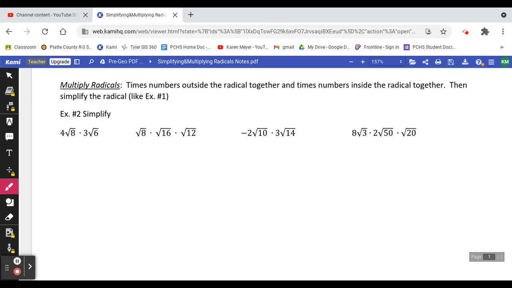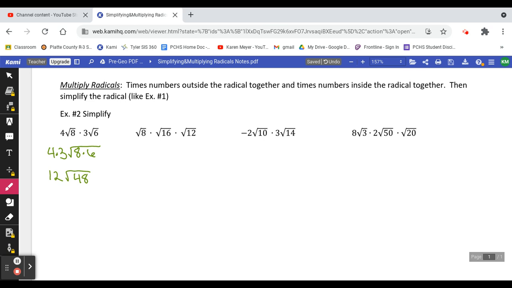So my job is to condense it down to one square root and then do the factor tree like we did above. So in the first example, the numbers on the outside are 4 and 3. So we're going to take 4 times 3, which gives me a 12 on the outside. On the inside, I'm going to take the inside numbers, which are 6 and 8, and multiply 6 and 8 together for 48.